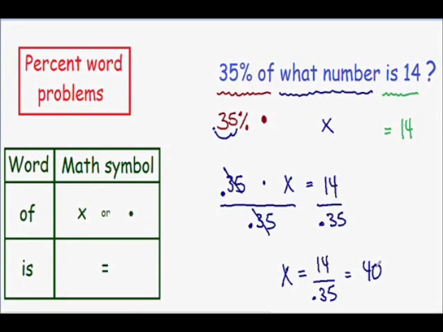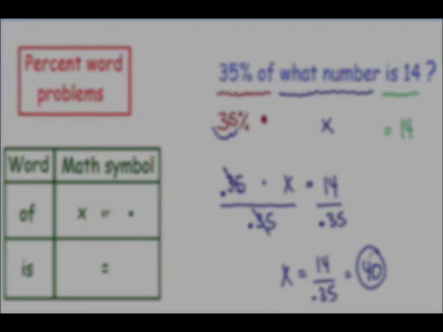And if you're not allowed to use a calculator, I do have a video on how to divide decimals. So now we have a final answer of x is equal to 40. So 35% of what number is 14? 35% of 40 is 14.